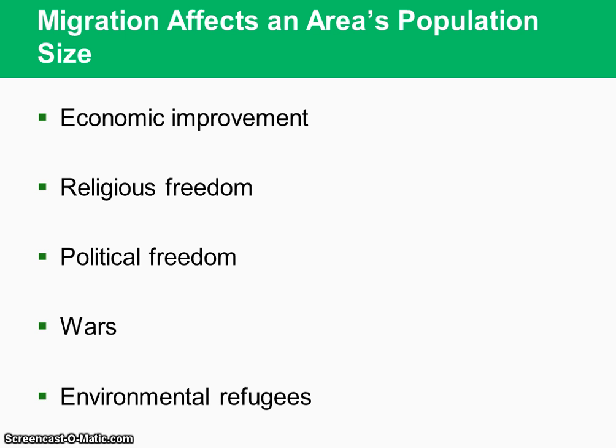Migration is another major area. We've talked about births, we've talked about deaths, and now the other thing that can affect your population size is migration. Why do people come into certain areas? For economic improvement, religious freedom, political freedom, to avoid wars, or because they're environmental refugees.